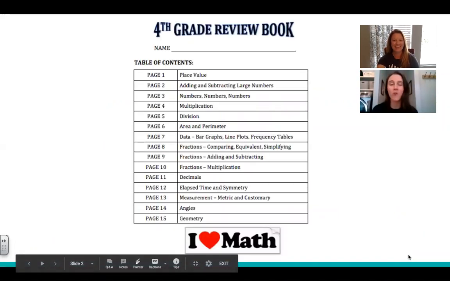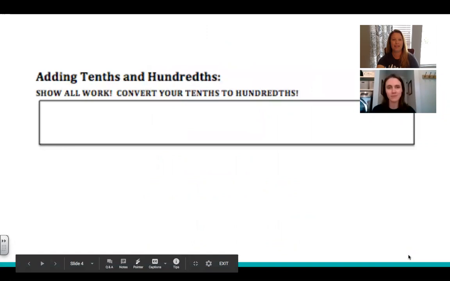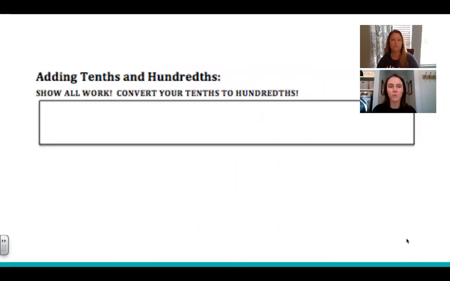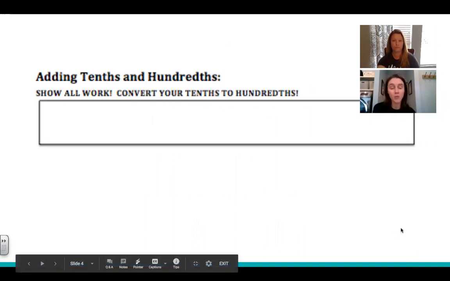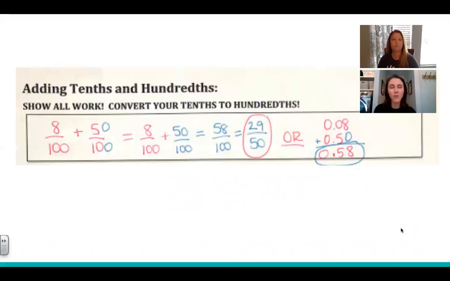So we are now on fractions part 3. Flip to page 10 and let's get started. This is our last day of fractions before we move to decimals tomorrow. We just finished reviewing adding and subtracting fractions. All of those were like denominators. The only unlike denominators that you had to do for that in fourth grade is the tenths and hundredths.